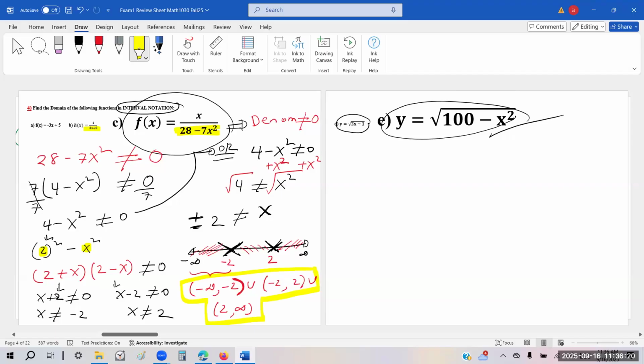Okay, next we have even radical. What is wrong with an even radical? It cannot be negative. That's the problem. So whatever we have inside, that has to be either 0 or positive. So you write 100 minus x squared. It can be 0.